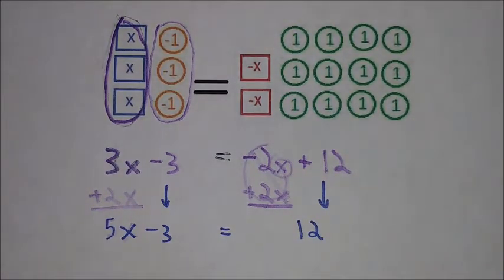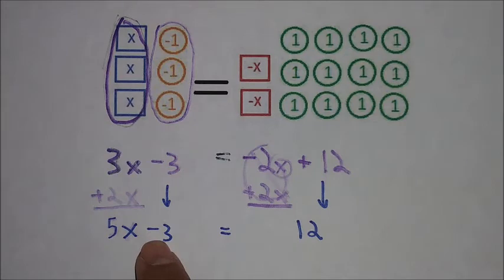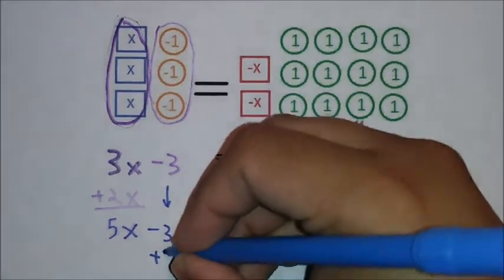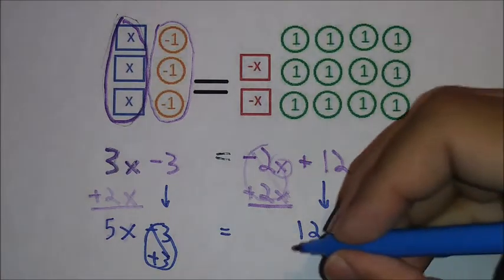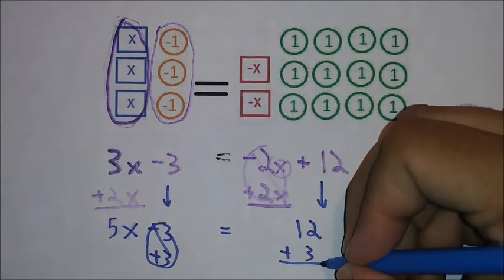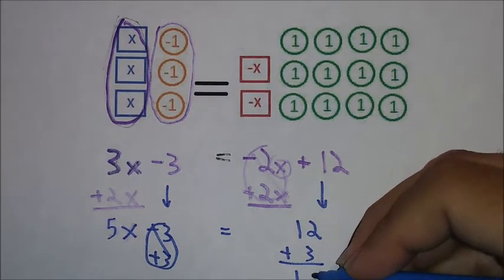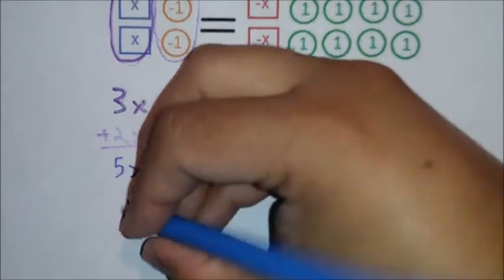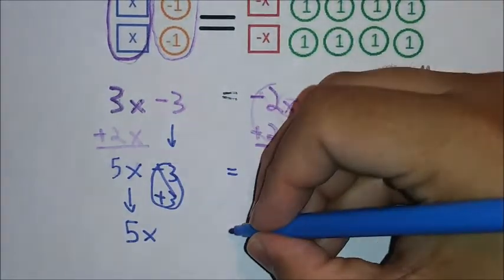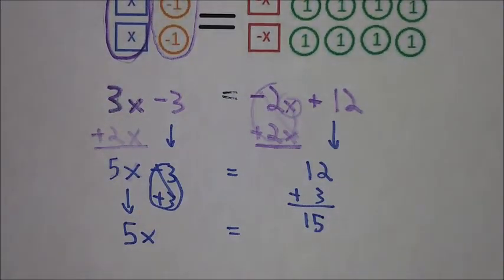So now, the next step is going to be to move all of your constants to the other side of the equation. You want to get everything as far away from your crazy x as possible. So because we are subtracting 3, we're going to do the opposite in order to remove it from this side of the equation. And what you do to one side, you have to do to the other. Everything else we'll just bring down. So we're left with 5x equals 15.